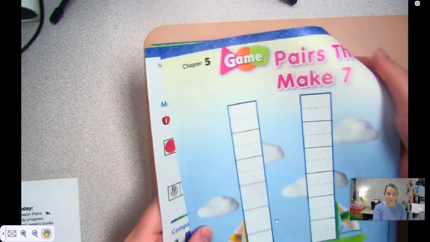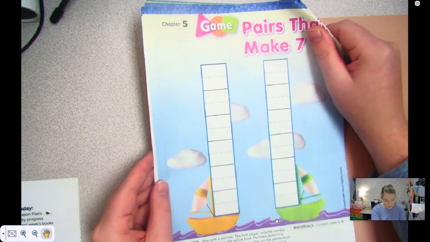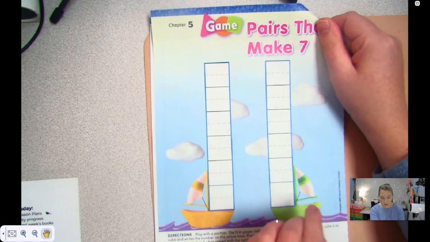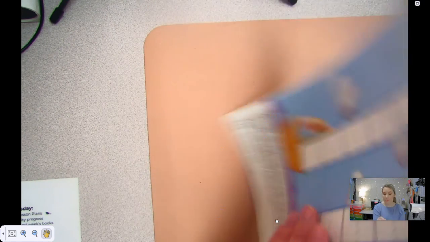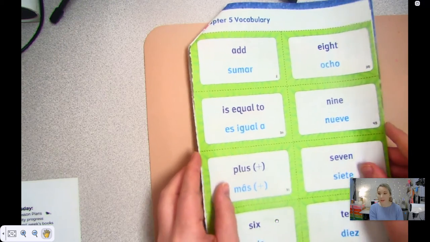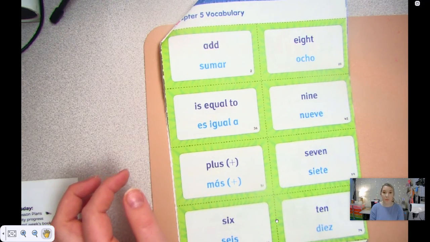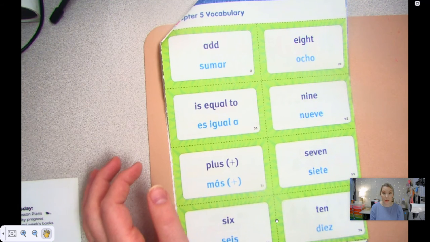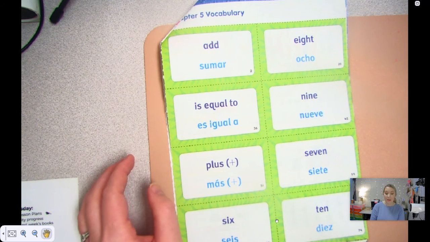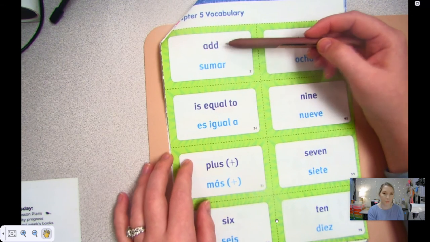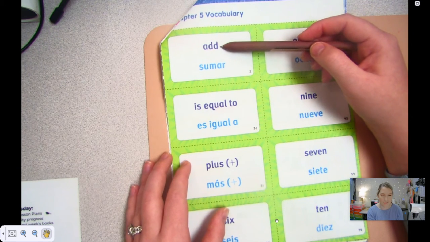Okay, when you flip the page, there's a game here that you can play if you've got a number cube at home that you could play with your family. We're going to skip that for now. And then here we've got some vocabulary words. So this book was made for people who also speak Spanish, a different language than what we speak. So you're going to notice we've got it in English and in Spanish here. We're going to focus on the English words, right?